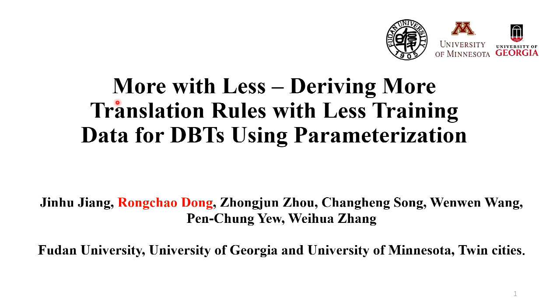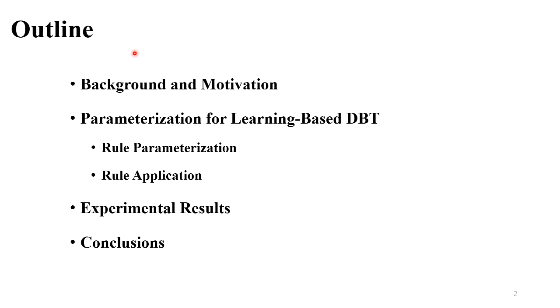The title of our paper is More with Less, Deriving More Translation Rules with Less Training Data for DBTs using Parameterization. Here is a brief outline of my talk. I will first give some background and motivation of our work, and then explain our learning-based parameterization approach in detail, followed by some experimental results and conclusion.